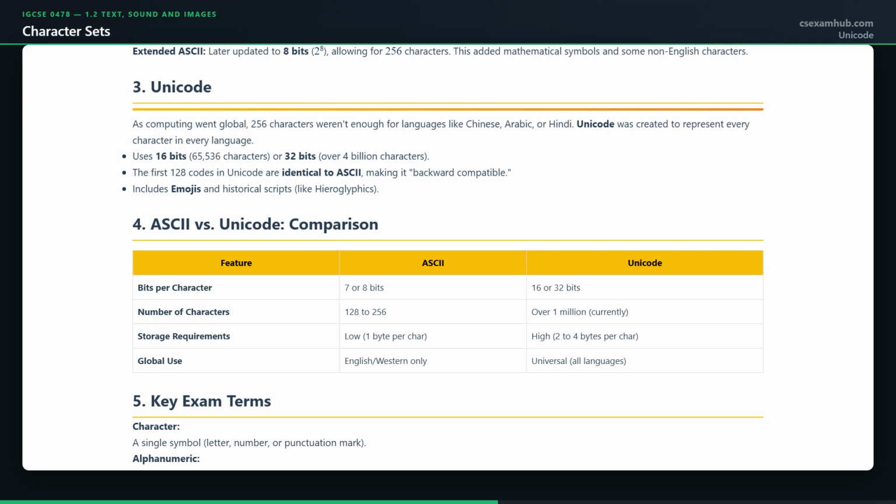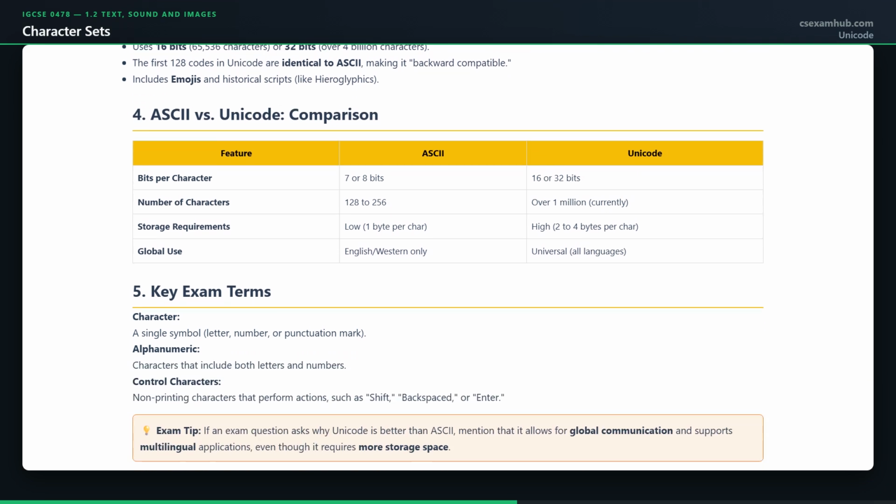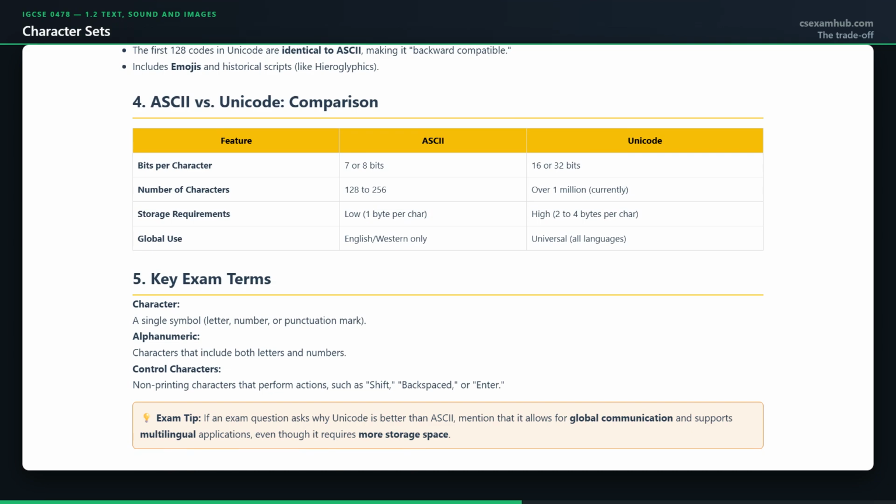So A is still 65. That means an ASCII file is already valid Unicode, which is a large part of why the transition was possible at all. Compare the two and the trade-off is clean. Bits per character, ASCII 7 or 8, Unicode 16 or 32. Number of characters, ASCII 128 or 256, Unicode over 1 million. Languages supported, ASCII essentially English only, Unicode effectively all of them.